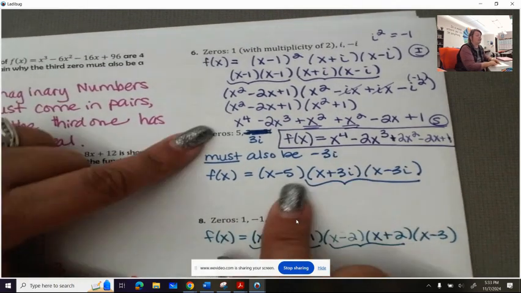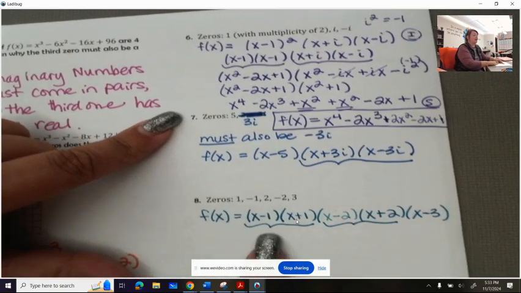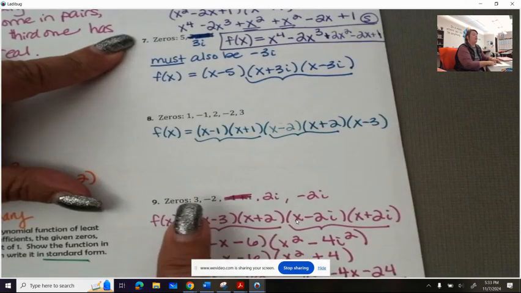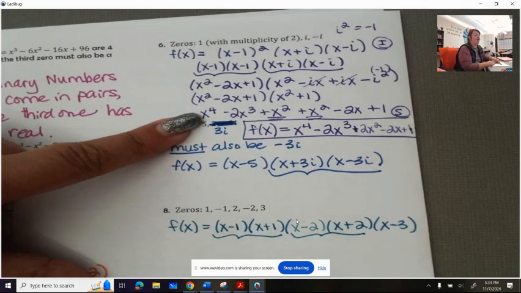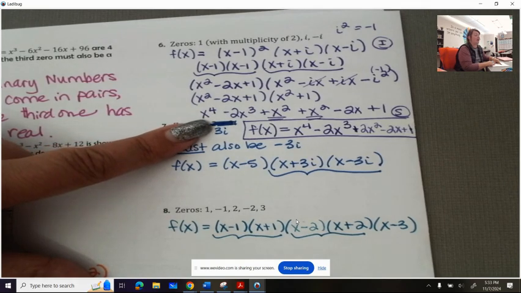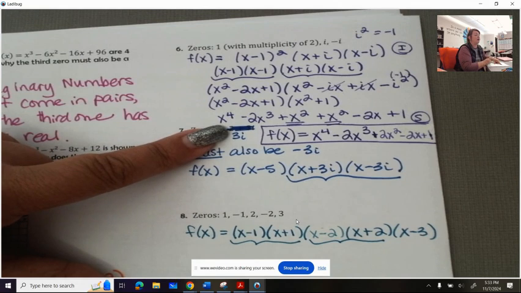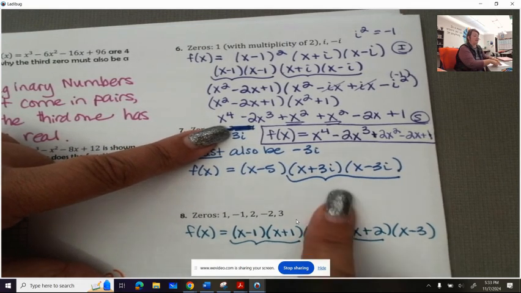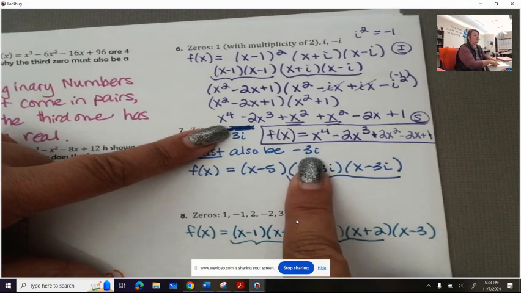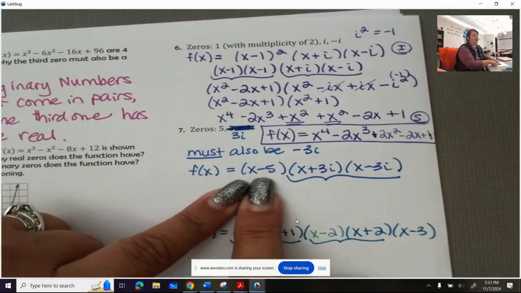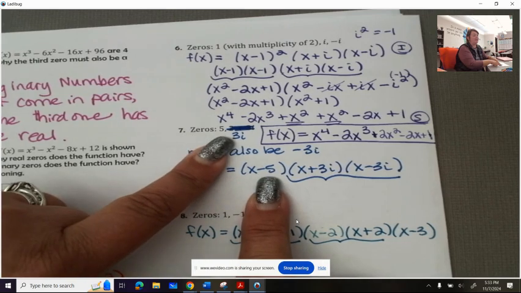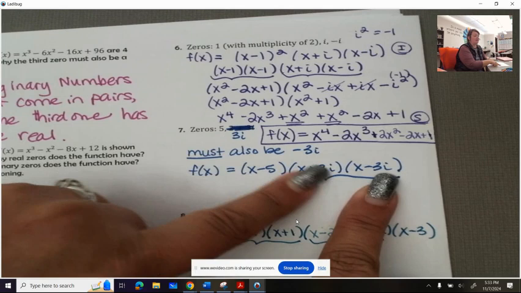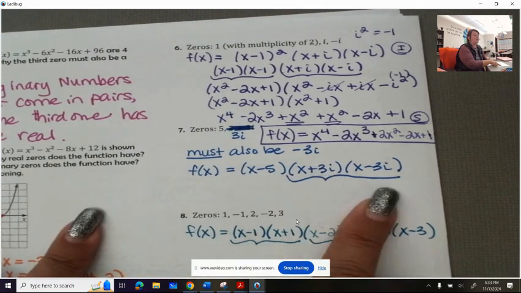On number 7, I want you to make a correction. 7 and 9, I want you to make a correction on those. And so number 7, if the zeros are 5 and 3i, well, imaginary numbers come in pairs. They have to. We never just get one imaginary number. So if there's a 3i, there also has to be a negative 3i. So to get the 5, I need x minus 5. To get the positive 3i, I need x minus 3i, but then there also has to be x plus 3i. When you multiply this out, multiply these two together first.